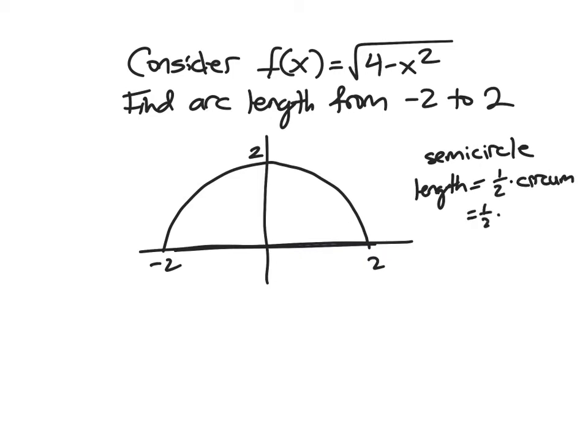And we know how to do the circumference, right? So this is 2 pi r. My r here is 2. And so this ends up being exactly 2 pi, right? This length here that we're tracking.